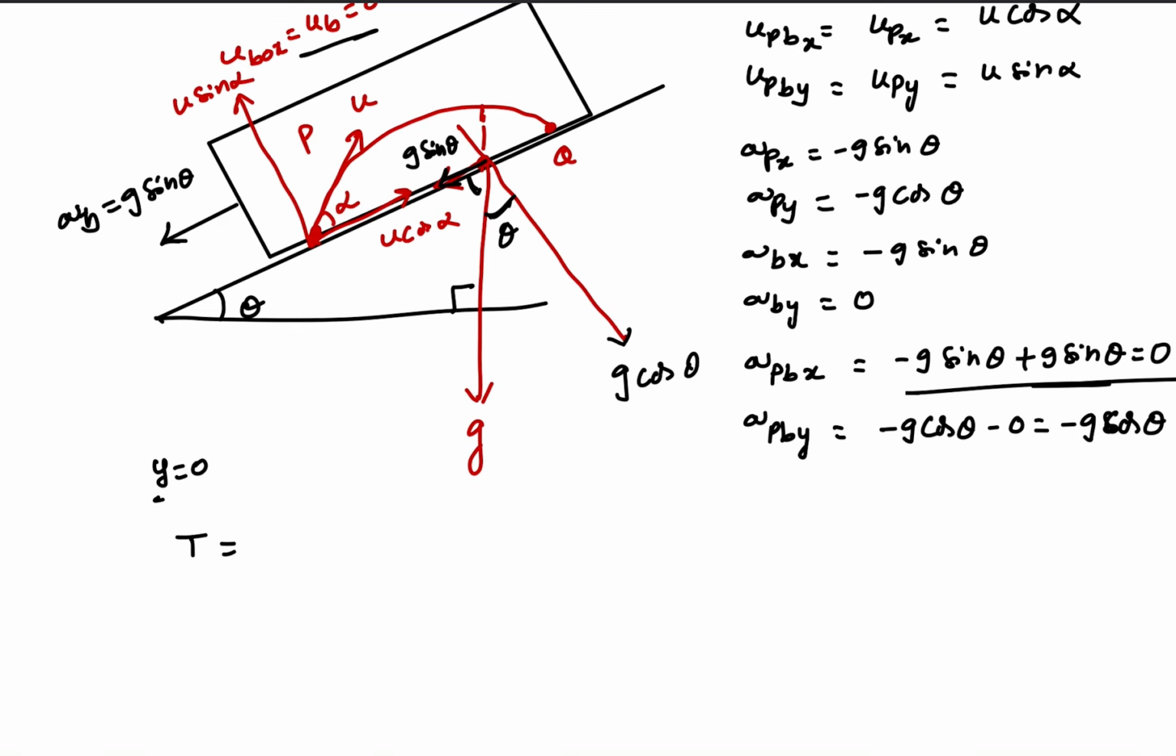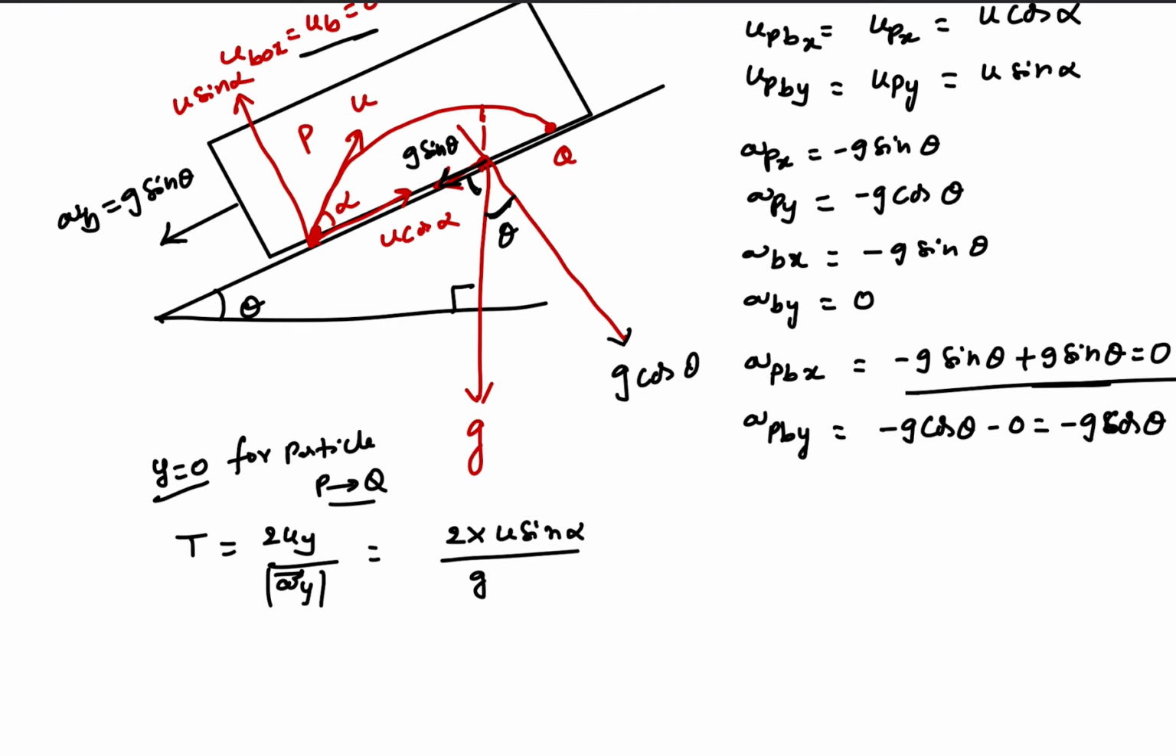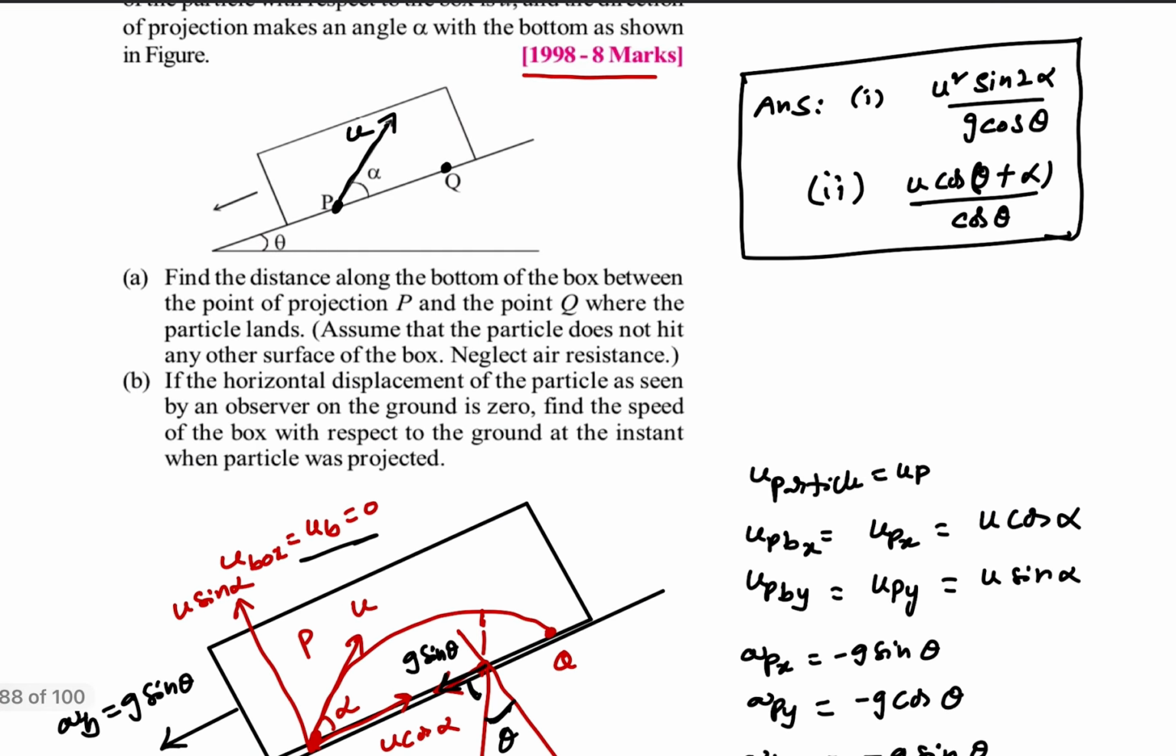Now you know that for the time of flight, the y value is 0 for the particle from P to Q. While moving from P to Q, the y value is 0. You can write T, the time of flight, is equal to 2 into u_y divided by the magnitude of a_y. I have explained this in the last video also. We can check that: 2 into u_y is 2u sin alpha, divided by g cos theta. This is the time of flight.